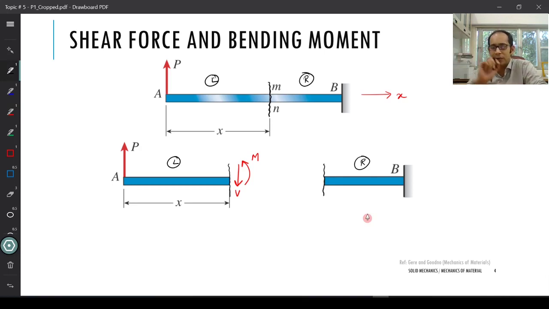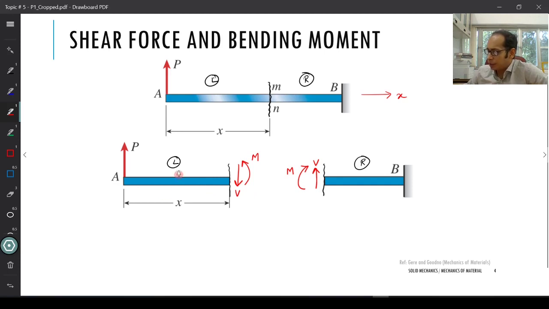When I'm looking at the right hand side, I must have an equal and opposite force V and an equal and opposite M acting over there, because that point is not going anywhere. That point is in equilibrium. So here also I will have V vertically up and clockwise moment M.